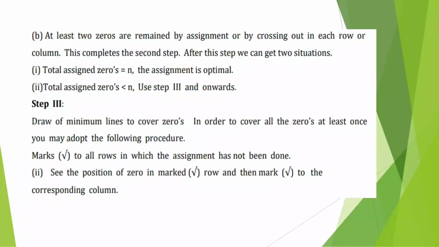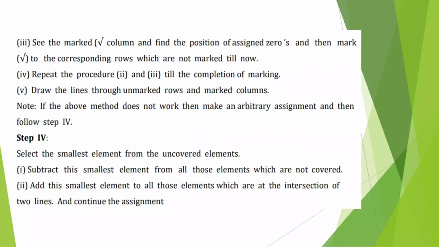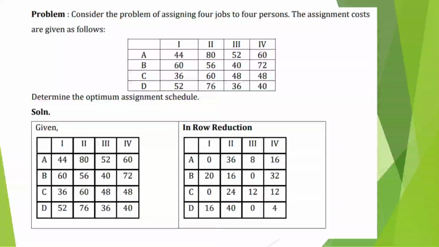That is, draw a minimum number of lines to cover zeros. Then, among the uncovered region, we have to find the smallest element. The smallest element has to be subtracted from all the uncovered elements, and the same smallest element should be added to the elements at the intersection of two lines, and continue the assignment. We will get the resulting answer. Now let us see a problem and let us solve it using the Hungarian method.